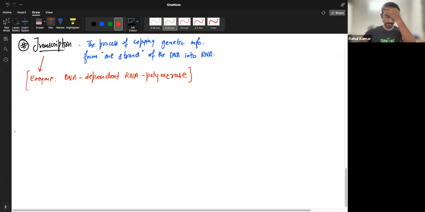But it does a similar thing. And this also has a directionality. So this enzyme also works in 5' to 3' direction.